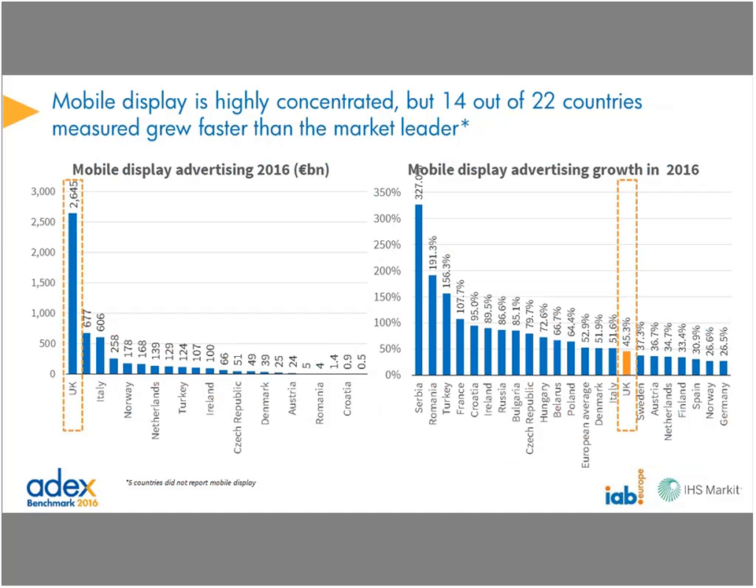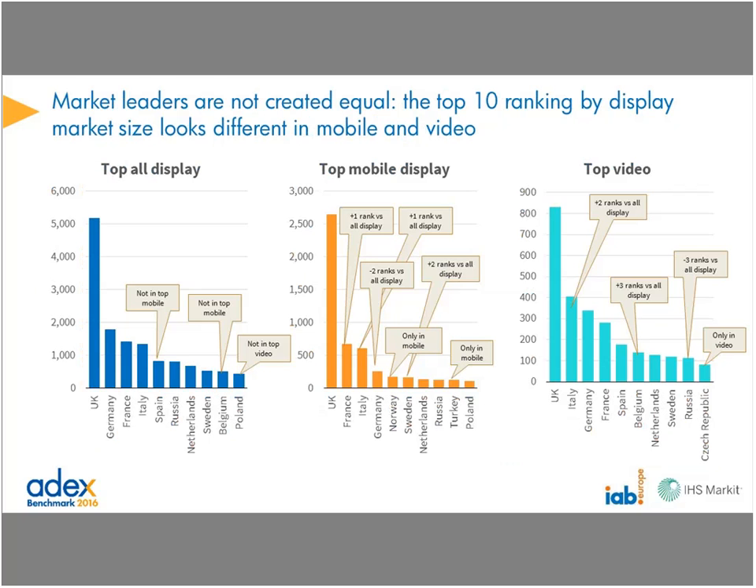Let's look at the market leaders in mobile display. Mobile display is highly concentrated and dominated by mature markets. However, we saw rapid growth from CEE markets, and 14 out of the 22 countries that reported mobile display in 2016 grew faster than the market leader, which was the UK in this case. However, not all market leaders are created equal. We found that the top 10 market leaders in total display may not be the case for mobile display and video.